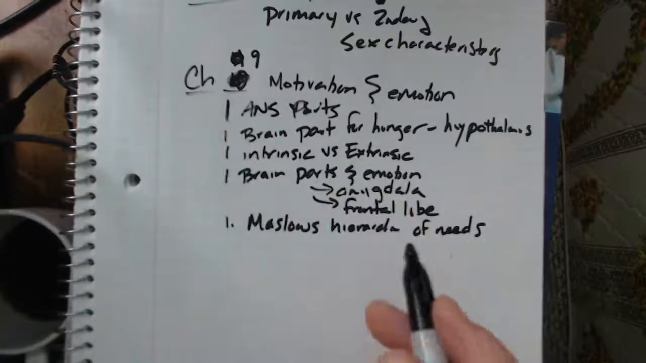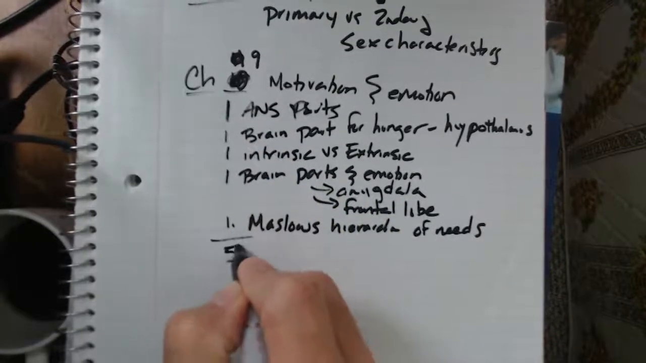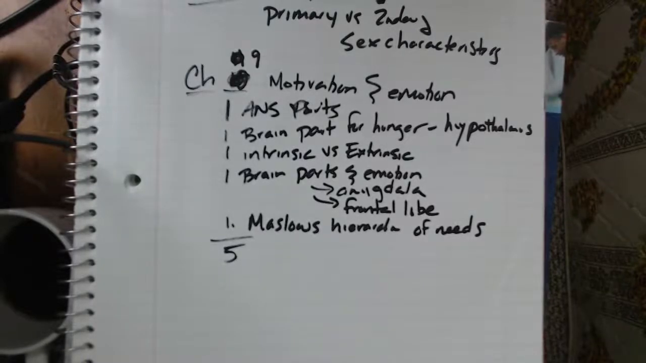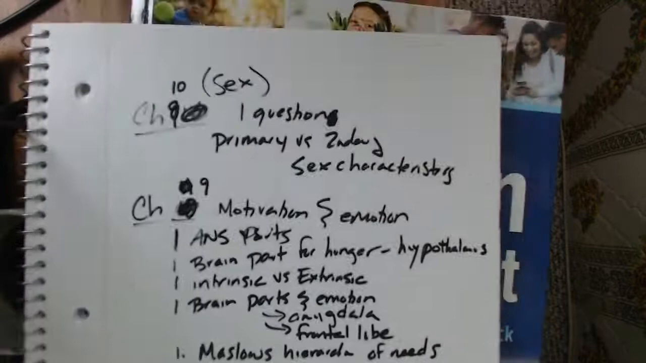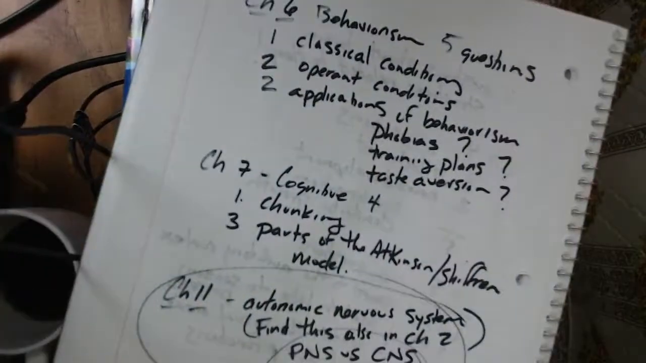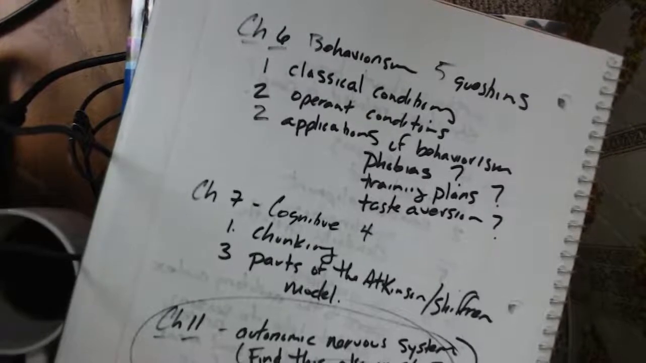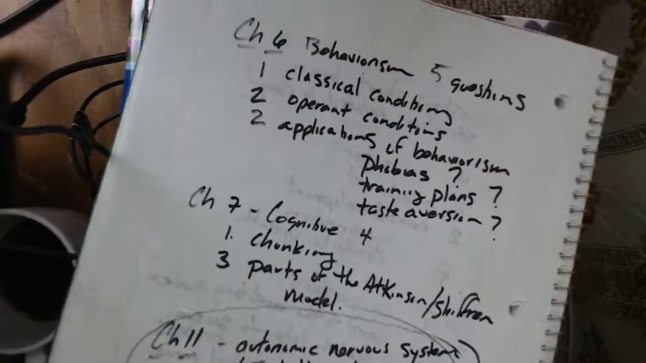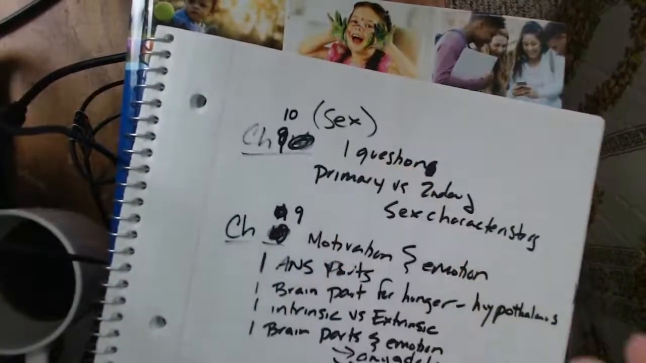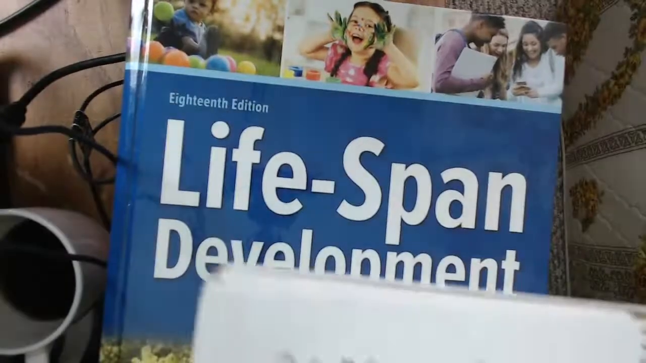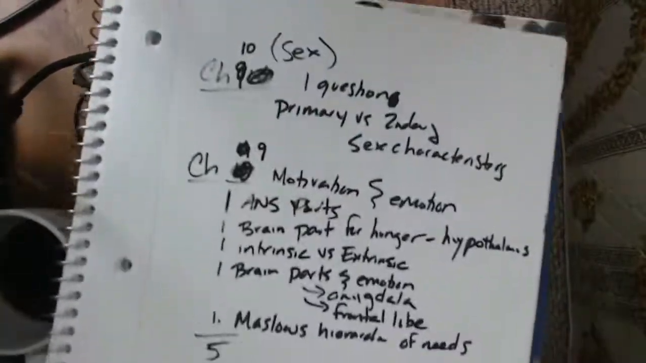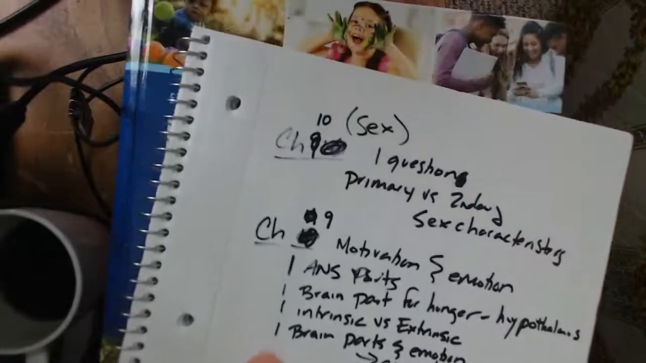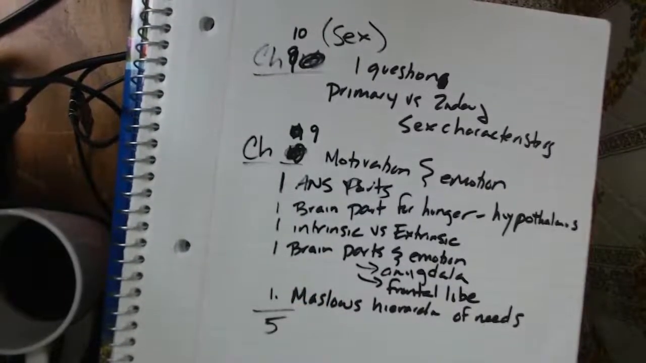1, 2, 3, 4, 5. Five questions on chapter 9. One question on chapter 10. You know what? And then one question on chapter 11, stress. Okay. There we go. So now I got it right. One question on 9, 5 questions on 10, one question on 11.